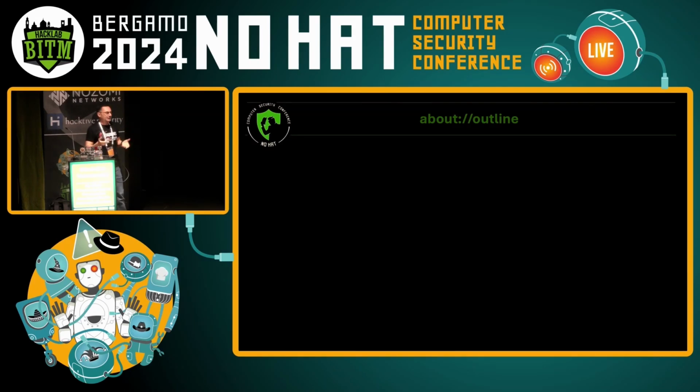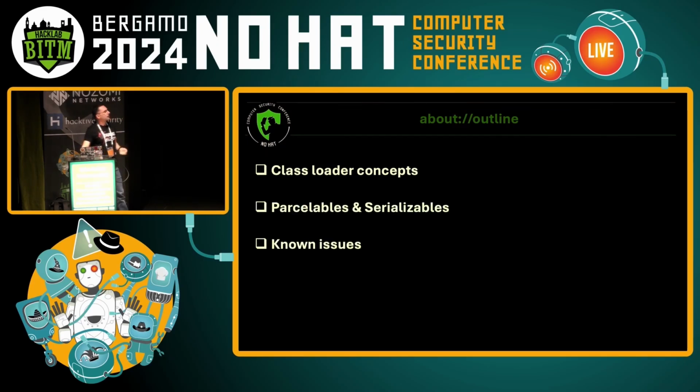So apparently many of you have some idea about class loaders, parcelables, serializables, and these kinds of topics, but apparently not all of you. So I'm going to start with some basic things about class loaders, parcelables, serializables, just to give you some base regarding that. And then we're going to go through some known issues, vulnerabilities that might occur when we are handling these kinds of objects in a less secure manner.